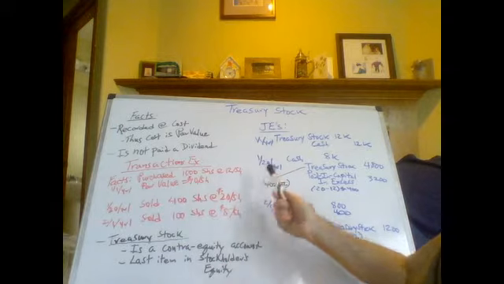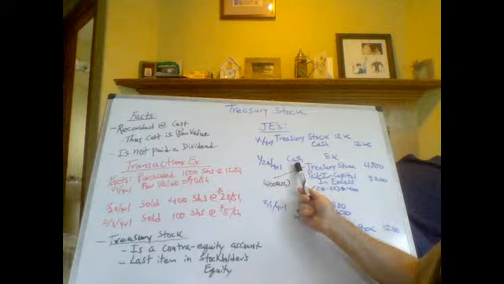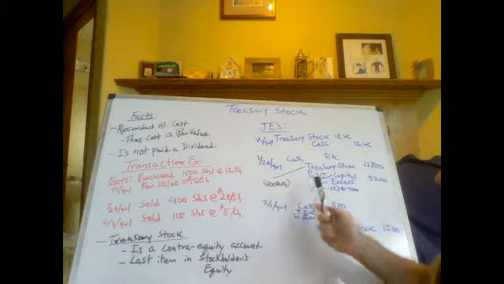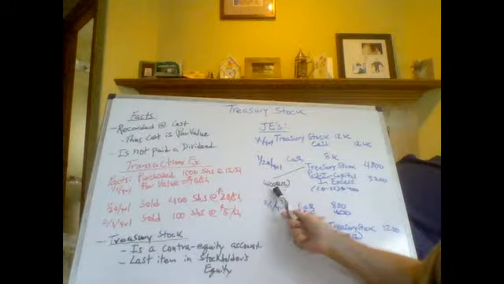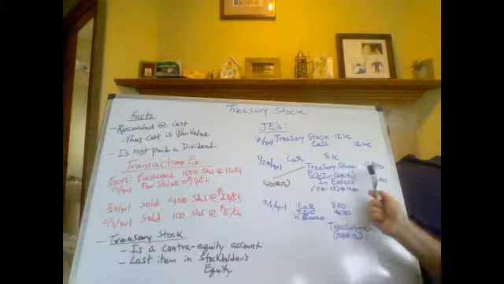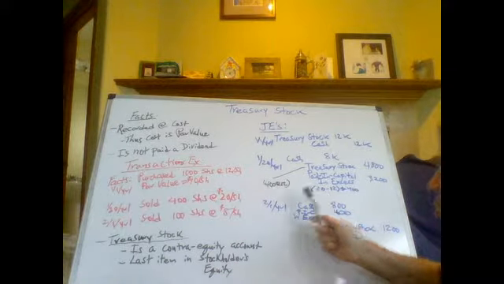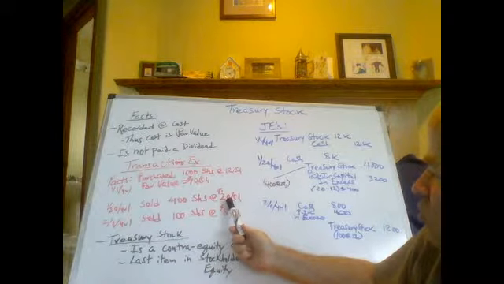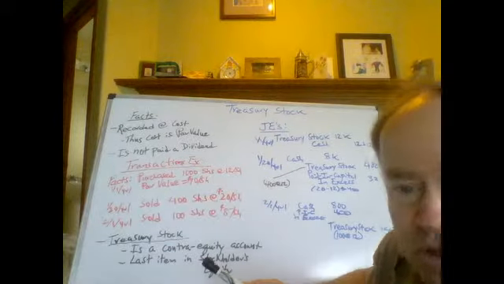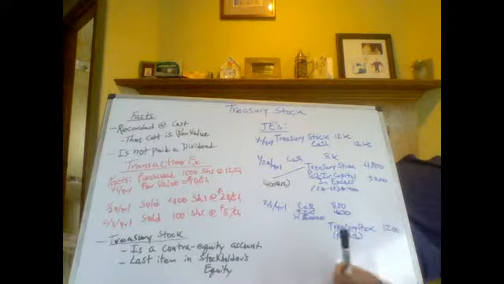On 1-20, we sold 400 shares at $20. So we got cash at 20 times 400, or 8,000. That's what we got. How we got it was we sold 400 shares of Treasury at the cost of Treasury, which is 12, or 4,800. The paid-in capital in excess from Treasury stock sales then would be the $20 that we sold it for minus the $12 that was the cost of Treasury times 400 shares, or 3,200.